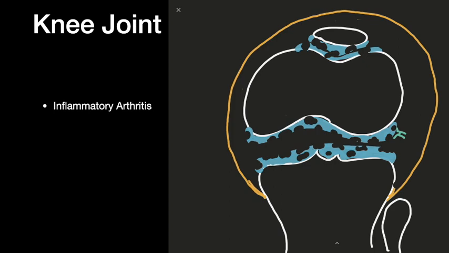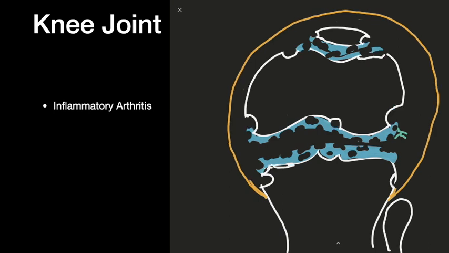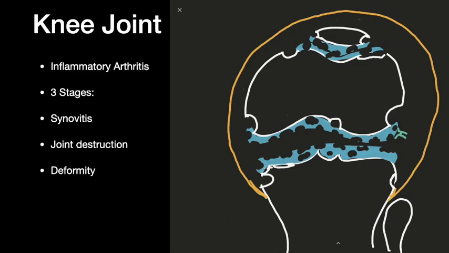But they affect everywhere in the joint. So they affect the medial, the lateral, and the patellofemoral compartment. And then eventually they lead to these periarticular erosions. You see these indents on the side of the bone that is typical for an inflammatory arthritis. So as a general rule and commonly asked question, inflammatory arthritis comes in 3 stages. A synovitis leads to joint destruction, and that leads to deformity.